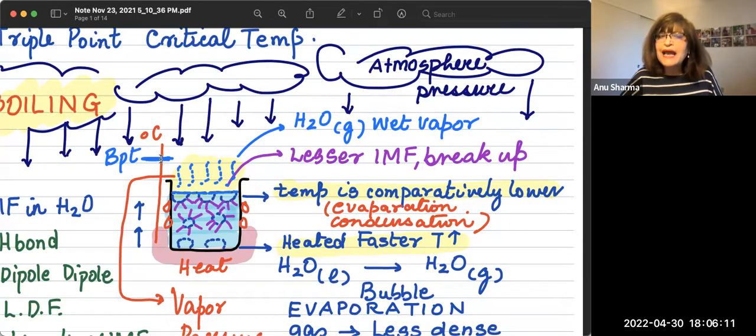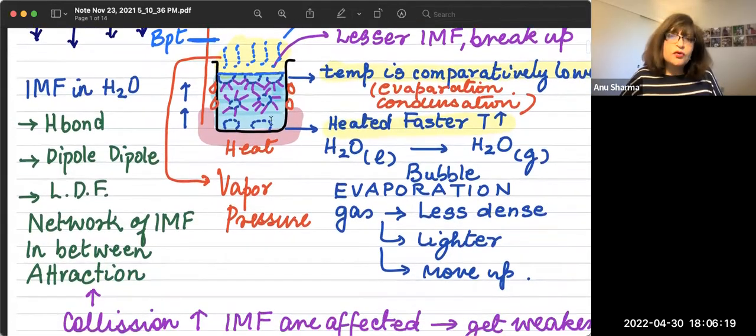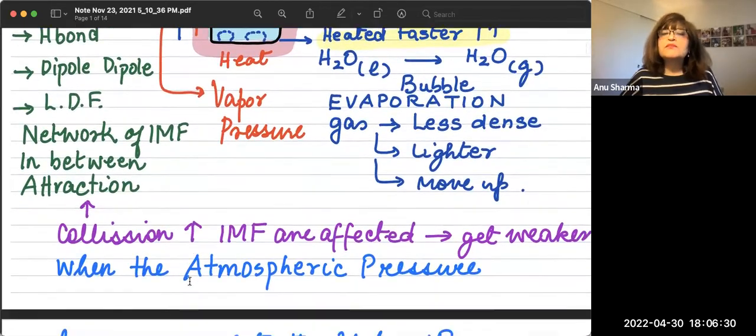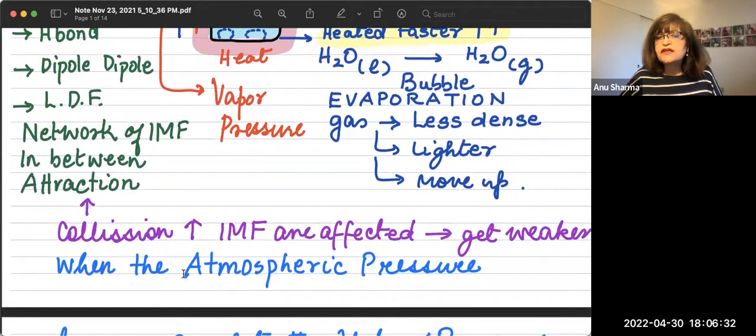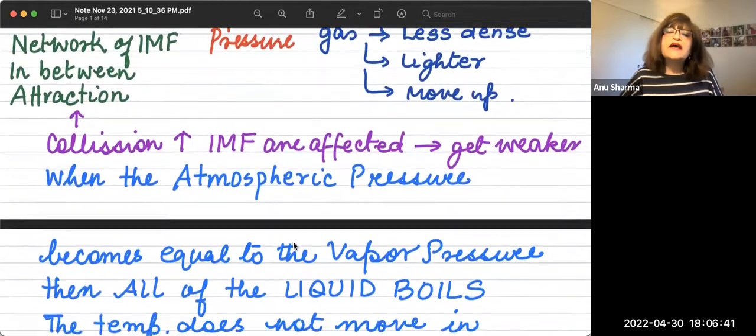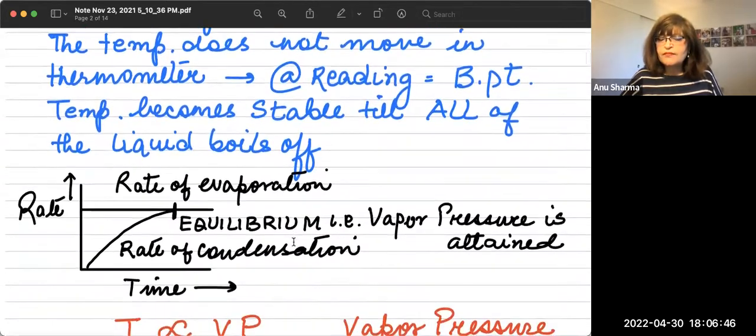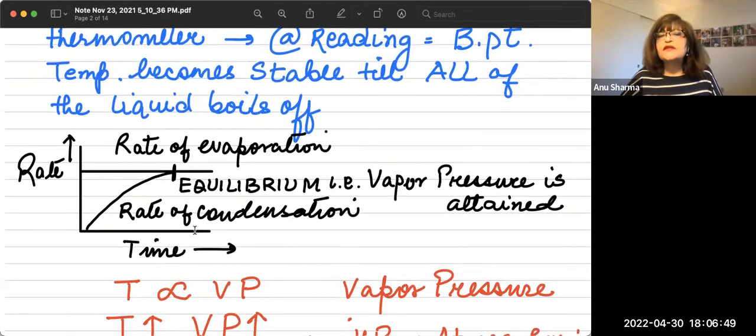That is called the boiling point, and the temperature is stable. The temperature does not rise in the thermometer. So we see that even though water molecules have hydrogen bonding, dipole-dipole, and London dispersion forces, and there's a very strong network of attraction, as the temperature increases, the collisions increase and kinetic energy increases, which breaks that network and makes it weaker. And when the atmospheric pressure becomes equal to the vapor pressure, that's when the liquid begins to boil.